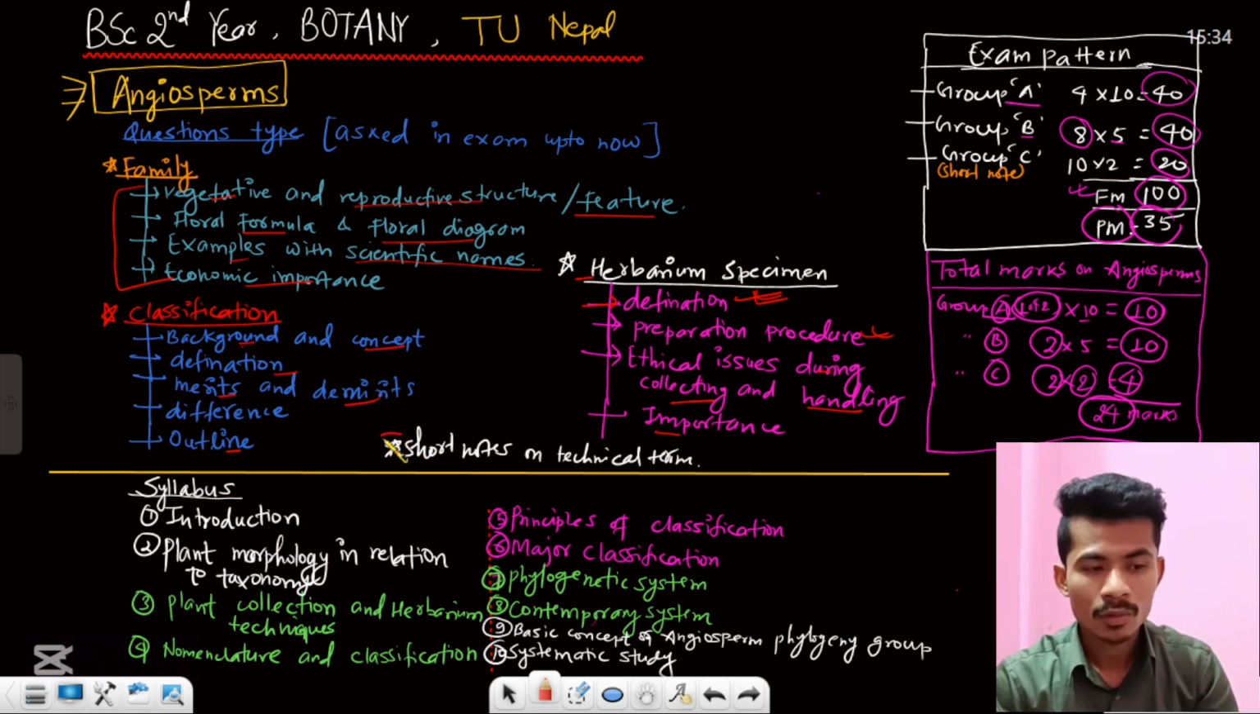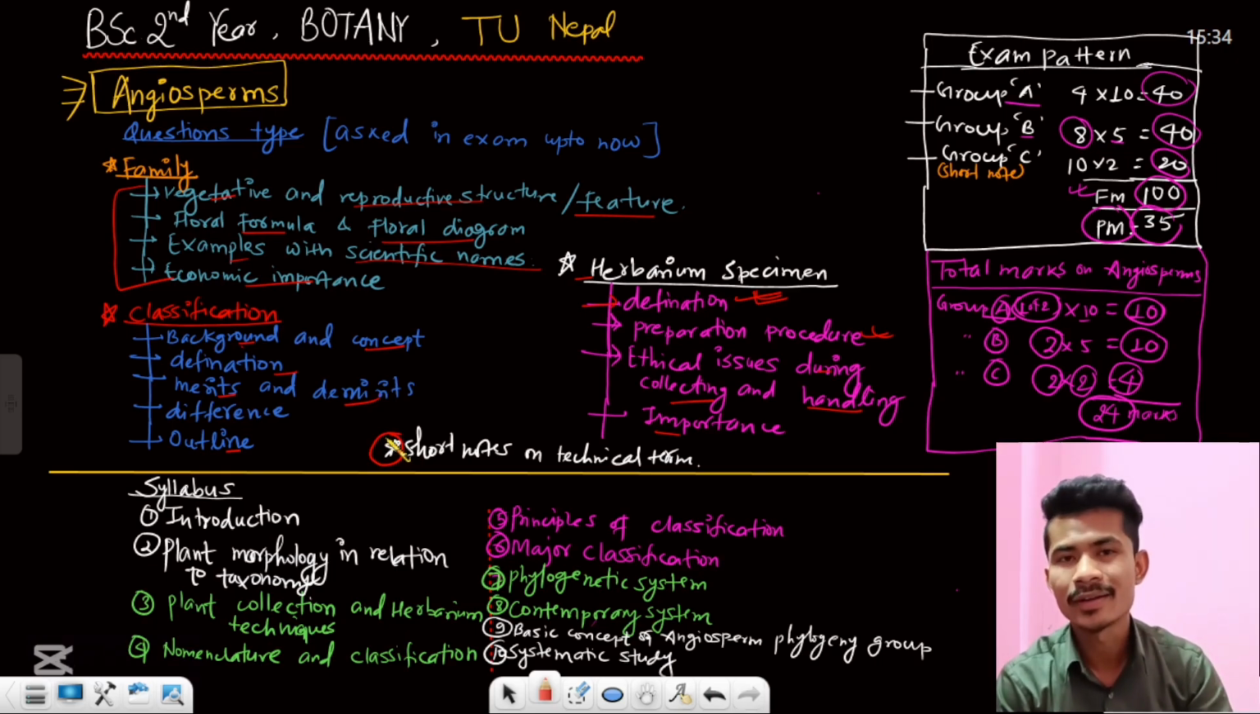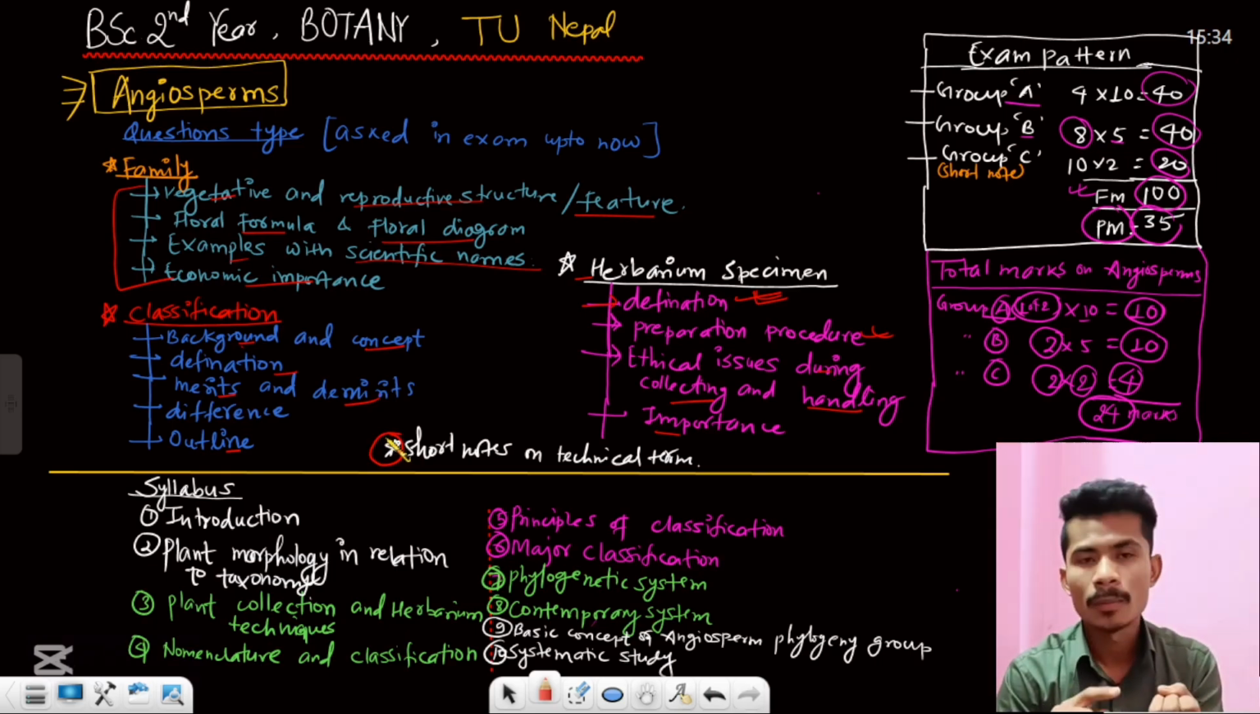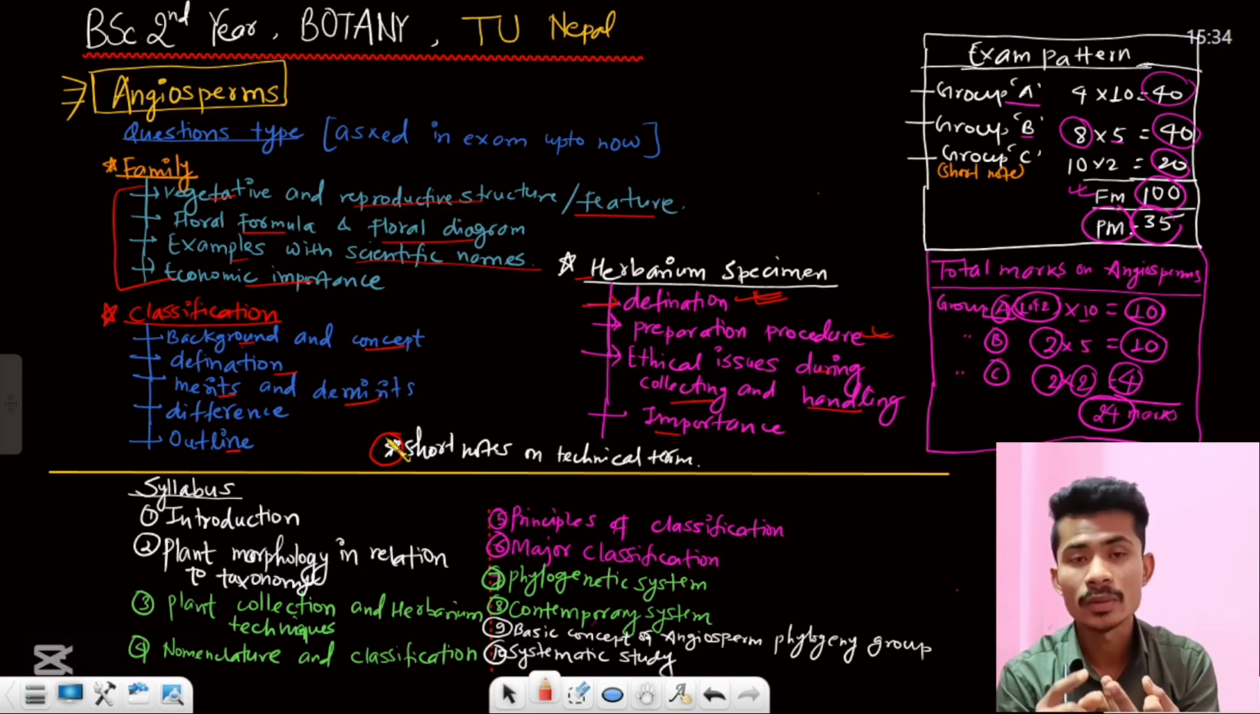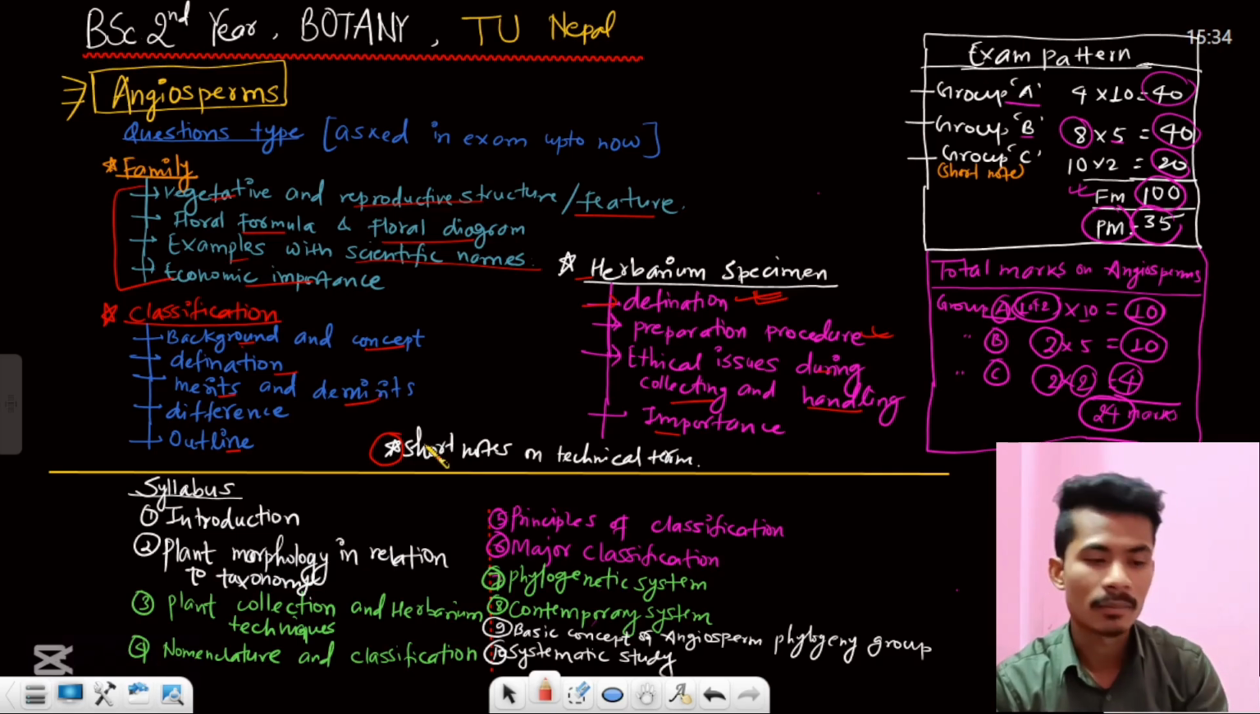Now the last topic is short notes on technical terms. Technical terms are phyllotaxy, estivation, or inflorescence. From this topic, short notes come. The short note is of 2 marks or 2.5 marks.